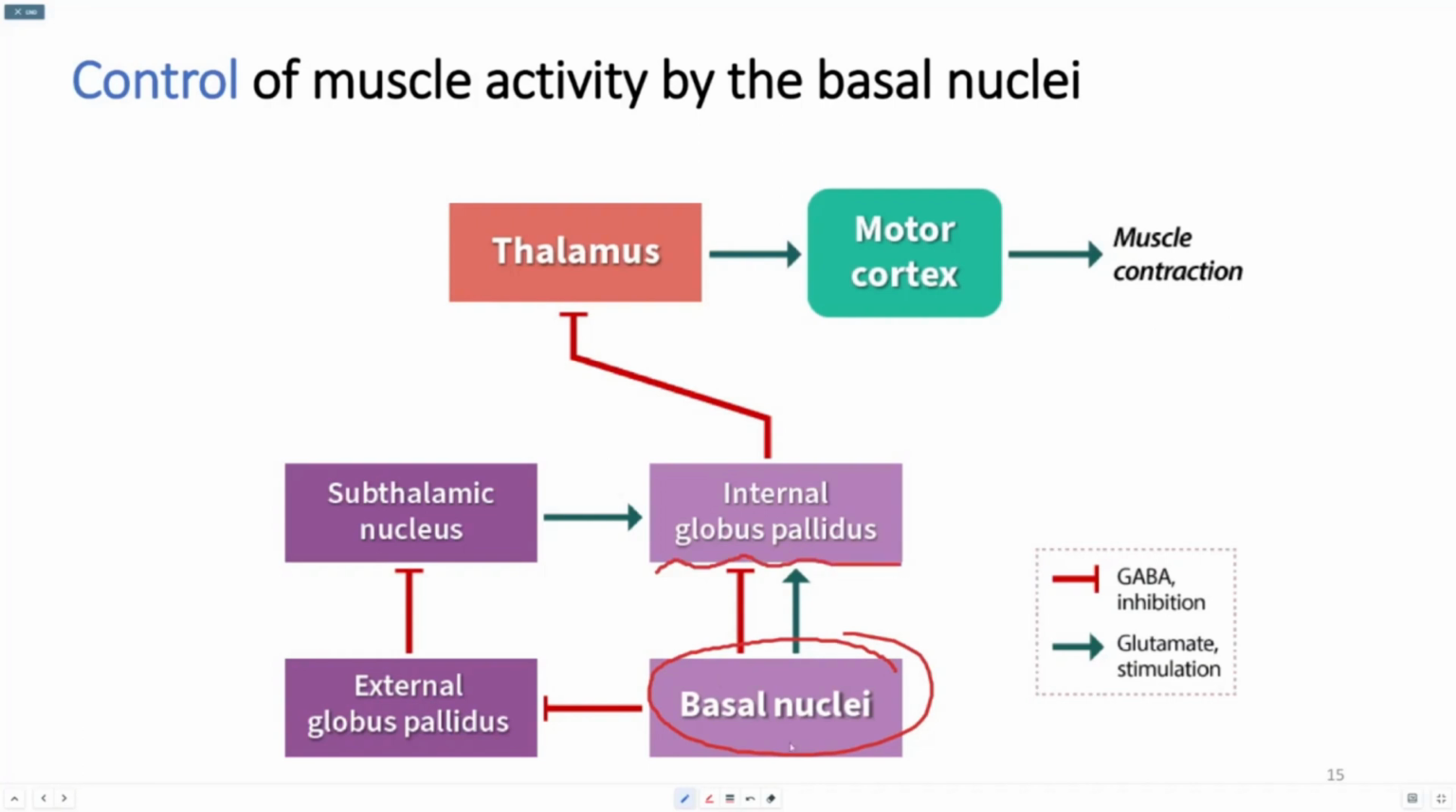Basal nuclei's main role is to inhibit the external globus pallidus, and the globus pallidus will then inhibit the subthalamic nuclei, which will then, when inhibited, excite the internal globus pallidus. The internal globus pallidus' main function is to then inhibit the thalamus, because the thalamus continually sends signals to the motor cortex. So there's a lot of inhibition and stimulation to regulate the fine tuning of muscle contraction.